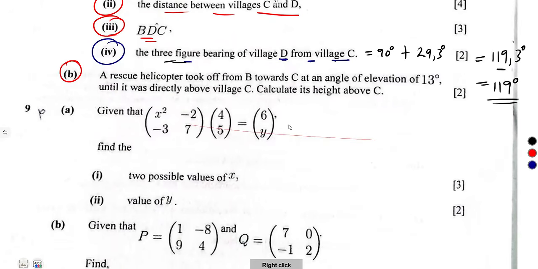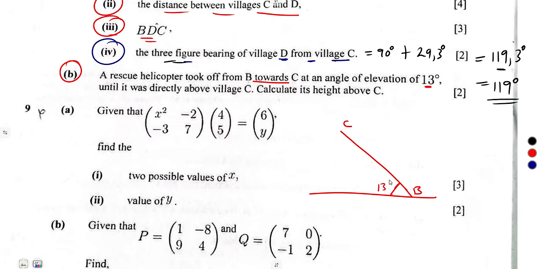All right. Then C, a rescue is given. A rescue helicopter took off from B towards C at an angle of elevation of 13 degrees from B towards C, until it was directly above C. This is where the point B, the point C, the angle of elevation is 13 degrees. Remember, this makes up 90 degrees. So you're given the angle of elevation. This is the height. Calculate the height above C, which is this one.